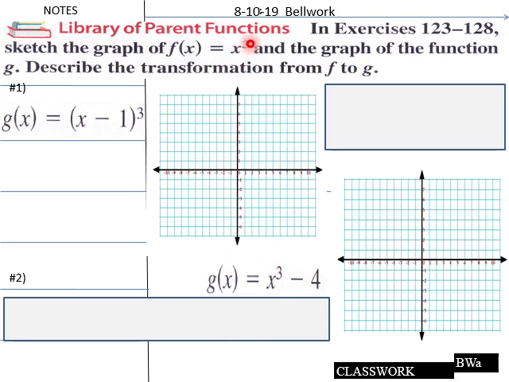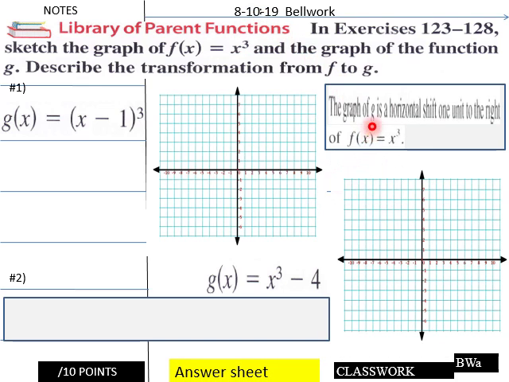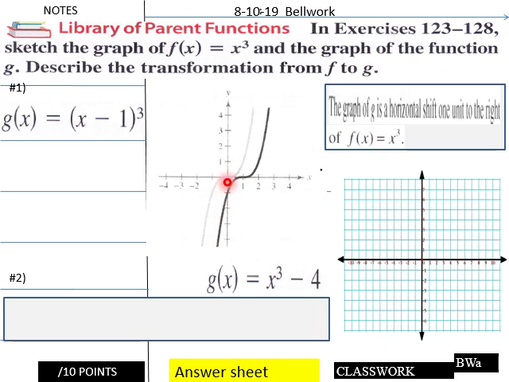Okay, welcome back for your solutions today. For your bell work, the graph of g is a horizontal shift to the right, 1 unit to the right of f of x equals x cubed, which is this graph here. This is x cubed, and then this is f of x minus 1 cubed, which moves over here 1 unit to the right. So this is x minus 1 cubed here. And then down here, x cubed, again, that's your graph here.